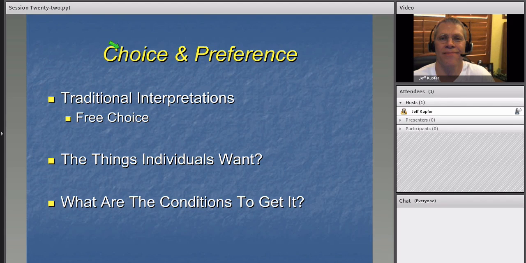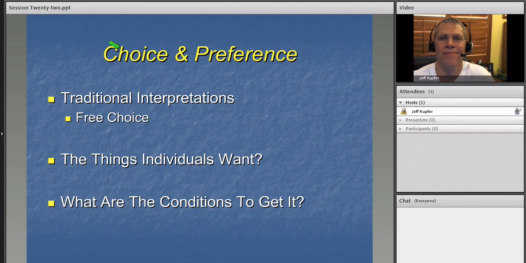And this is the kind of question you ask yourself when you go into a store at Christmas time, or when you're trying to buy an anniversary present or perhaps a birthday present. And we look around and we say, I wonder what this individual would want? But what we really want to look at here, more importantly, are what are the conditions that we have to go through to get it?